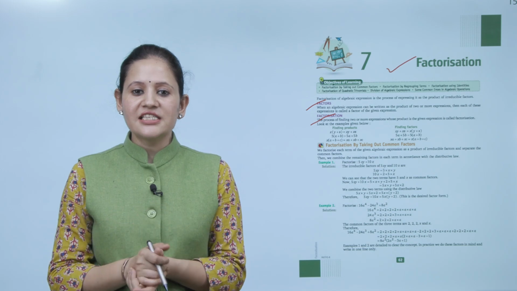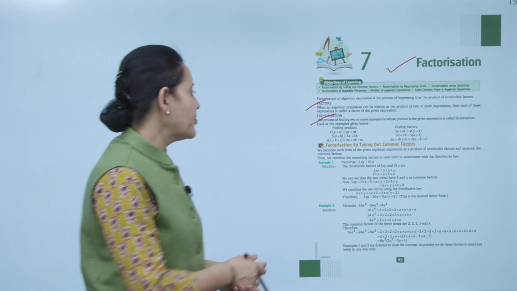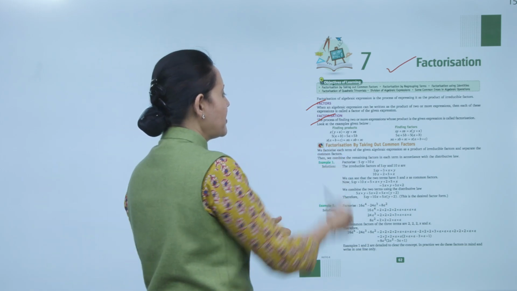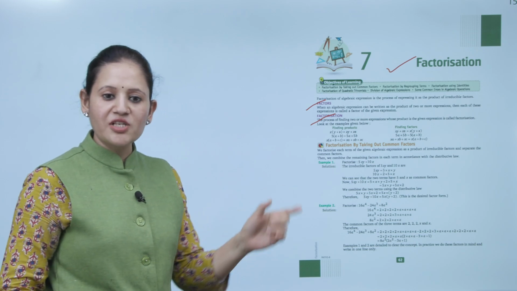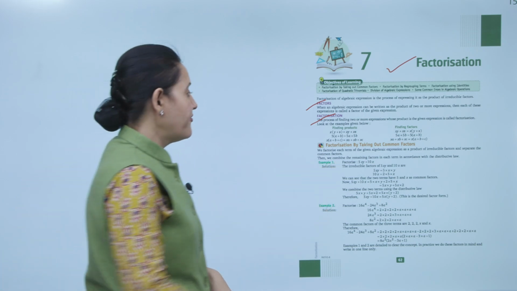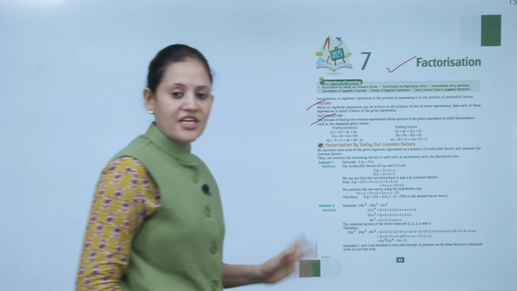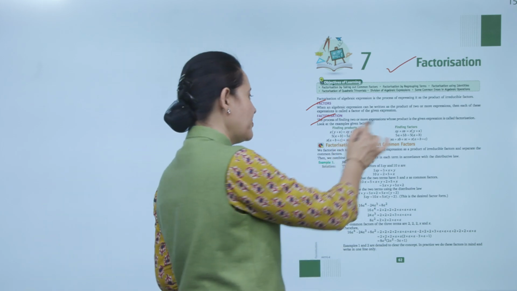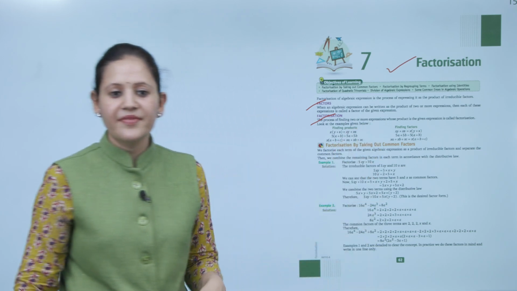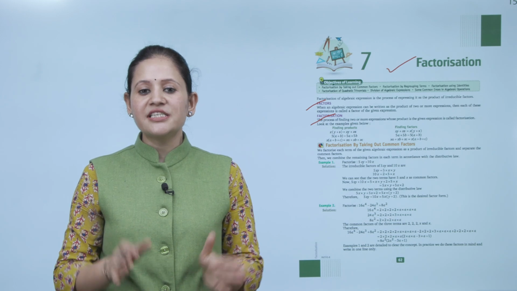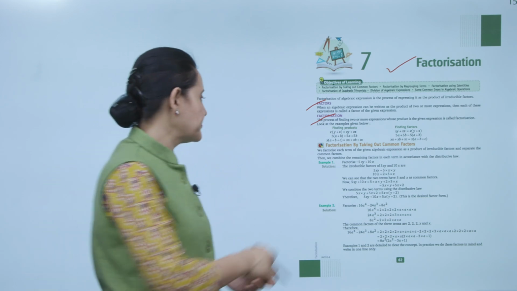Look at the example given below. Finding products: x multiplied by y plus z equals xy plus xz. Factors of xy plus xz, what will they be? x multiplied by y plus z. Clear? Next is factorization by taking out common factors.